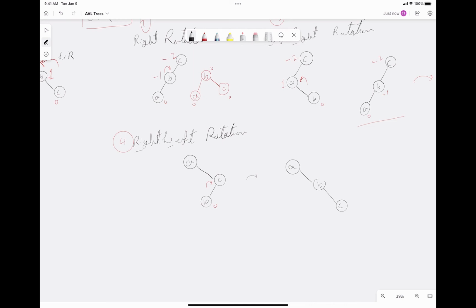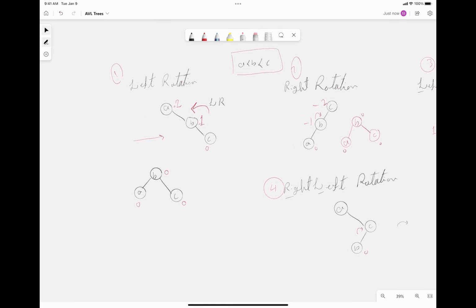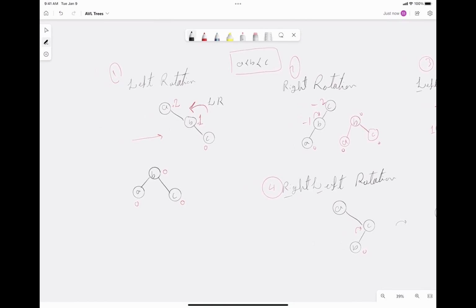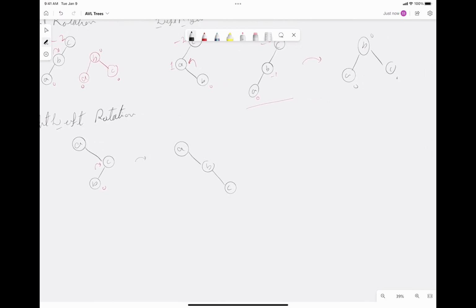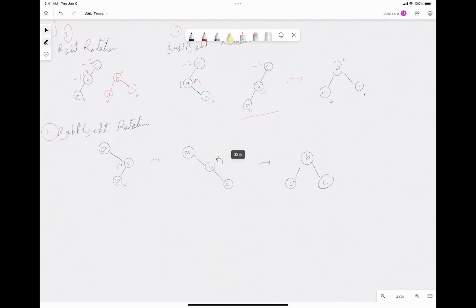Now, if you look at this tree that we have here, A and B, C, it has grown on the right side, it is exactly equal to the first scenario that we have, which only needed a left rotation. So doing one left rotation around B, we're going to end up with B, and then here we're going to have A, and here we're going to have the node C. So these are all the cases that can happen.